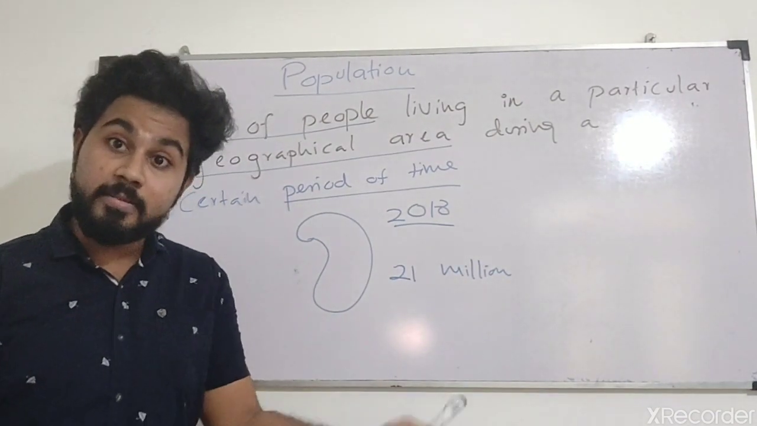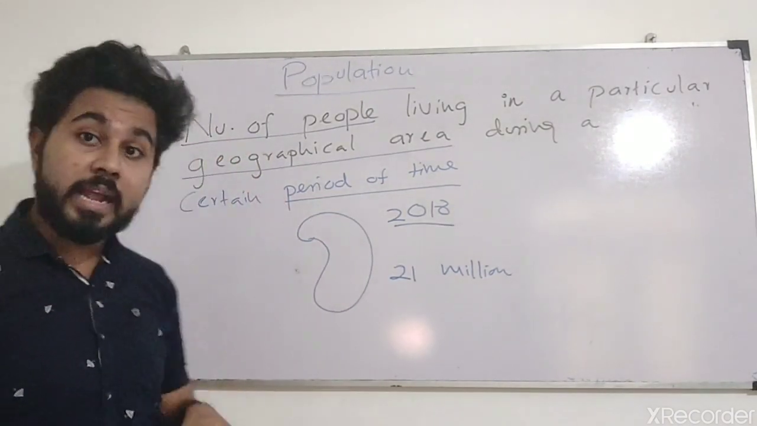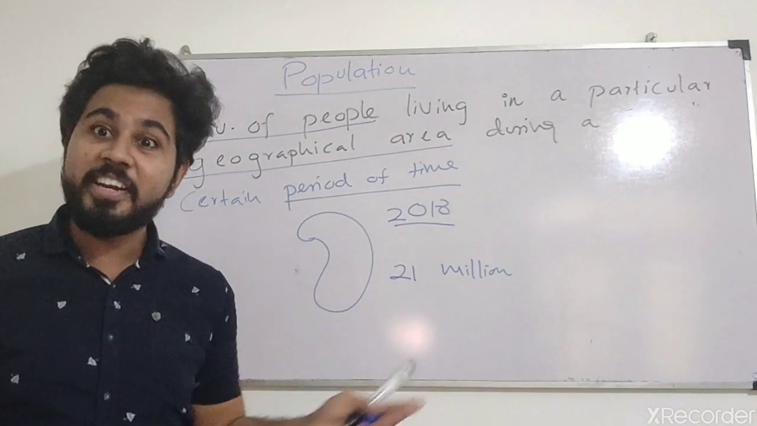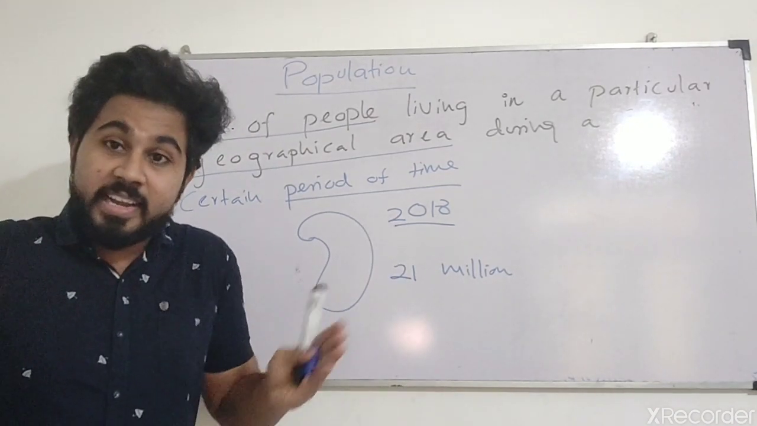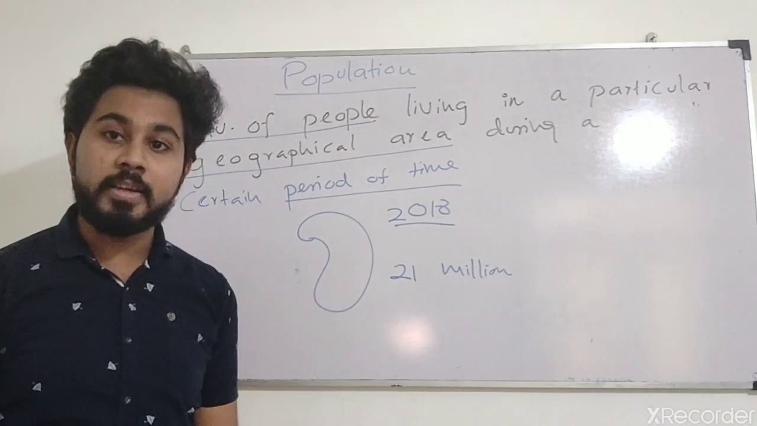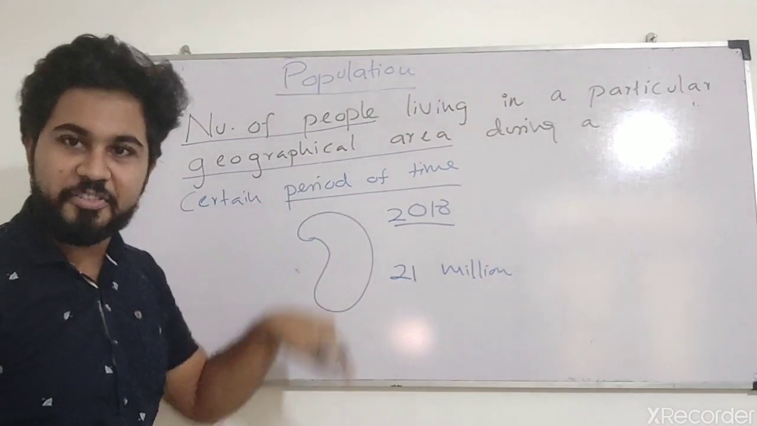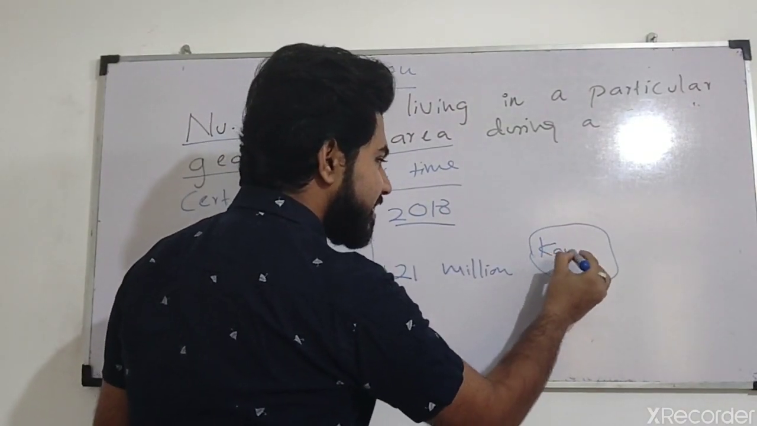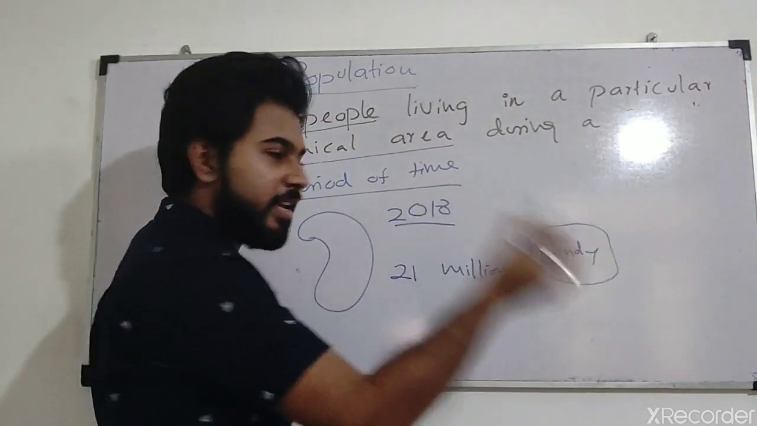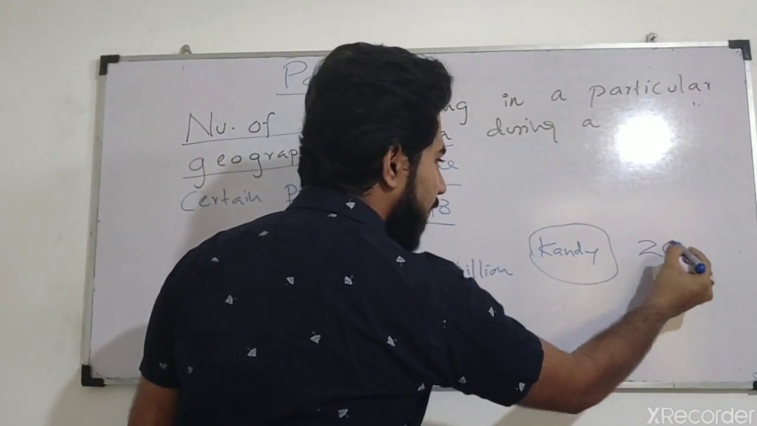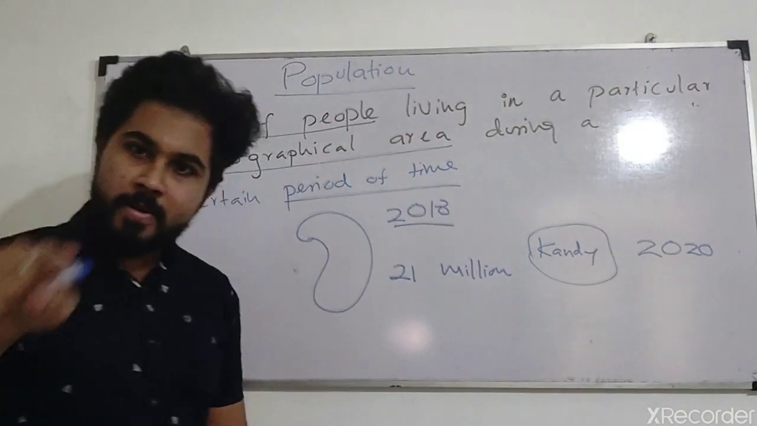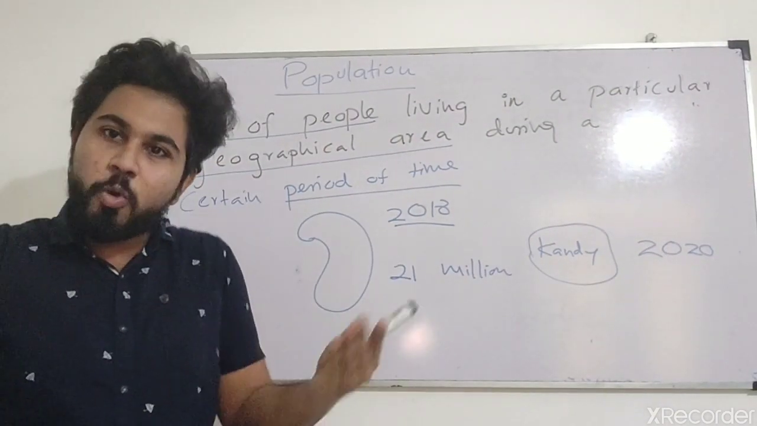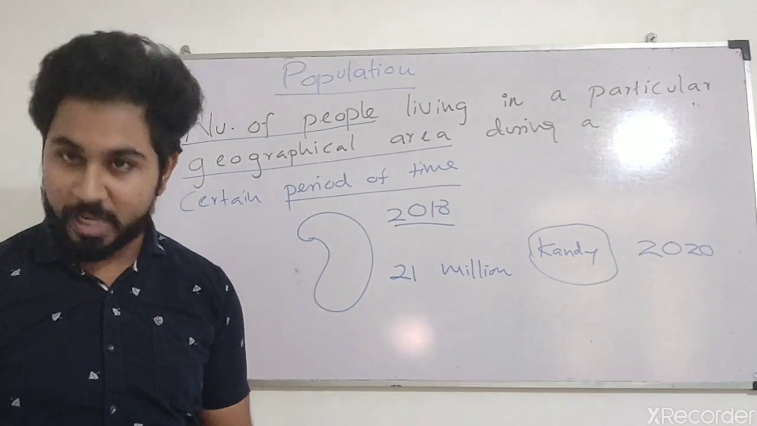It's not compulsory to consider only a country with national boundaries. This geographical area can be a city, a small village, or a small territory. So suppose this is the Kandy city in Sri Lanka, and we are considering a certain period of time, 2020. The number of people living in Kandy in 2020 can also be recognized as population.